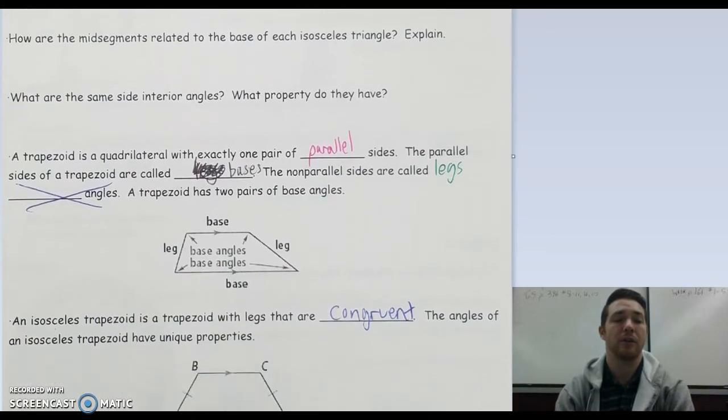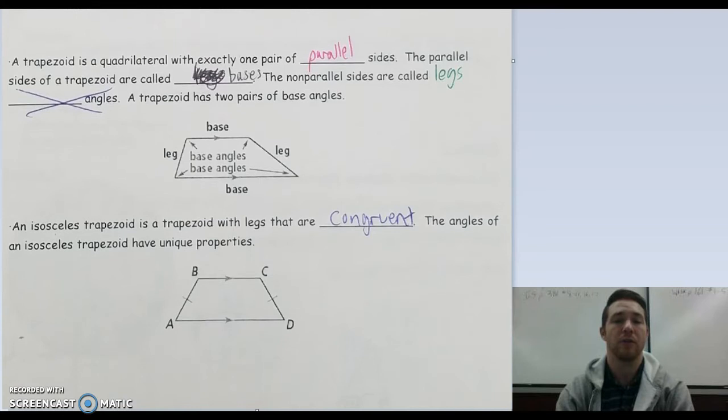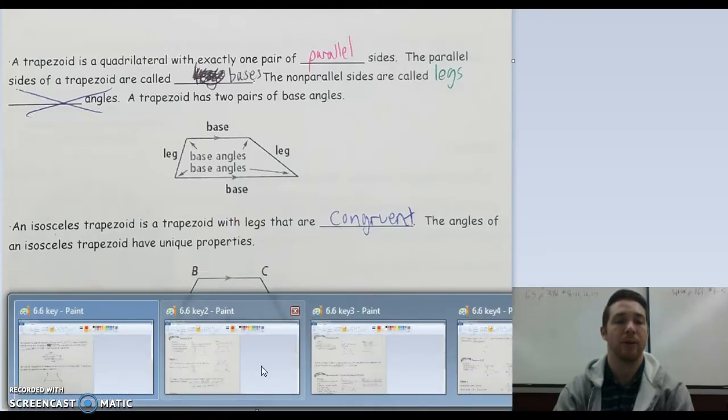An isosceles trapezoid is a trapezoid with legs that are congruent, so it's a special type of trapezoid. The angles of an isosceles trapezoid have some unique properties that we're going to see on that next page. So again, I have one pair of parallel sides. I still have my legs that are not parallel, but in this case, since it's an isosceles trapezoid, they're going to be congruent. You want to think of it as the same kind of idea as an isosceles triangle. It's kind of leaving out the top of that triangle. That bottom part would be an isosceles trapezoid.